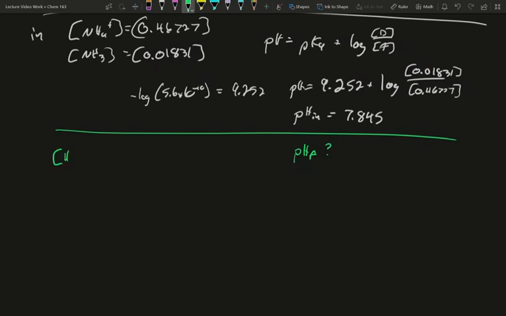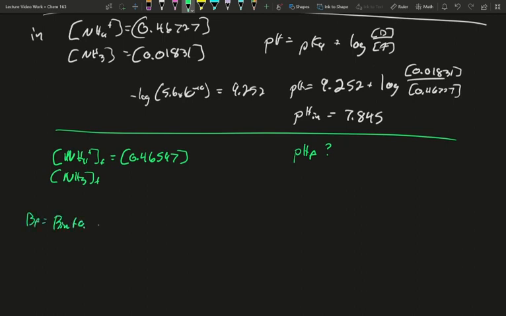What's our pH final? We're going to need to know the ammonium final, which previously we said was 0.46597. We need to know the base final. Well, remember, base final was base initial plus 0.0013. So 0.01831 plus 0.0013 for 0.01961. So our final ammonia after the sodium hydroxide addition should be 0.01961.